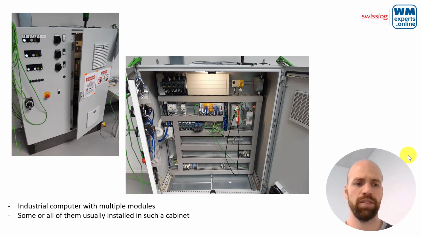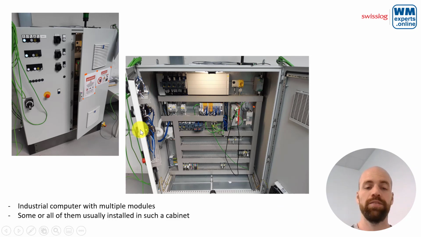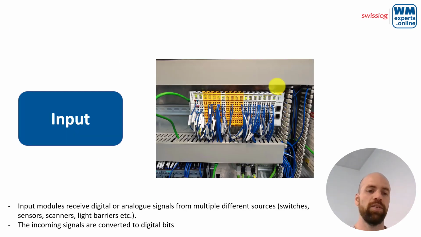So what you see here is a control cabinet for a PLC, which is nothing else than an industrial computer, you can say it like that. And the different components are usually installed on such racks here, within those cabinets. You will see them in industrial areas where automation takes place, being at a warehouse or some production area or whatever. So in such a cabinet, you usually have the PLC, and the first main component we want to talk about is the input.